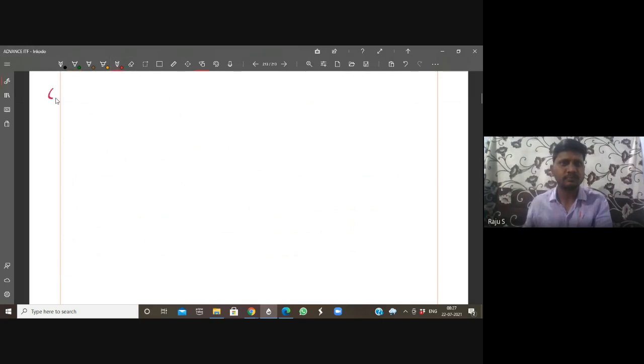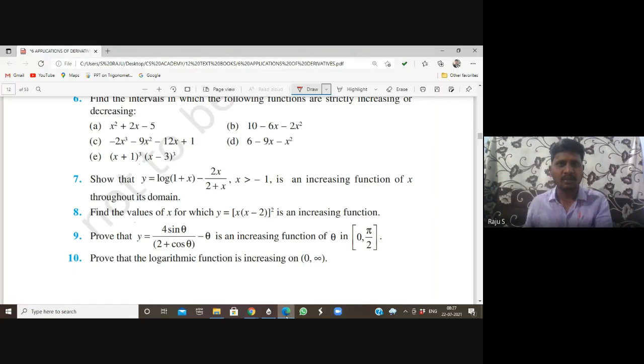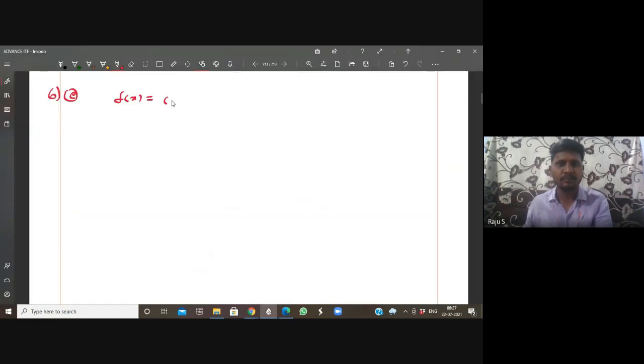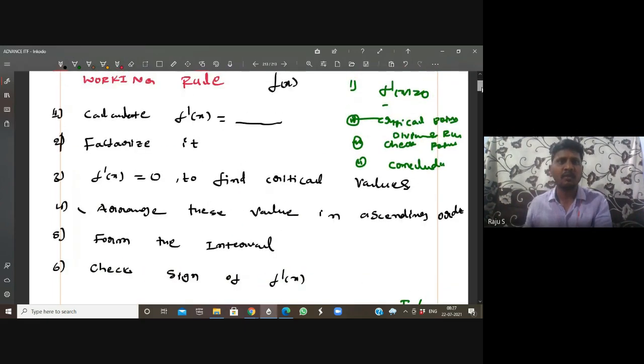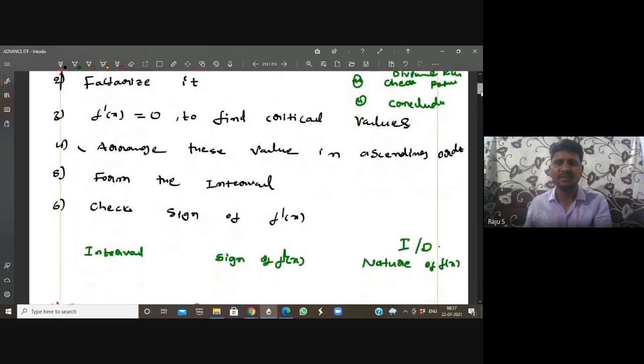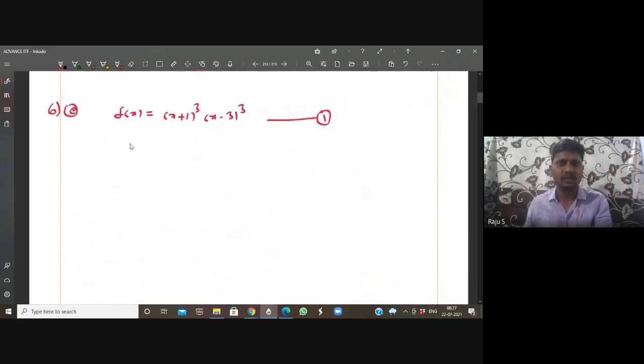E. So the given function is f of x equals x plus 1 whole cube, and x minus 3 whole cube. Let us take this as equation 1. So what is step 1? First we have to calculate f dash of x, which means we have to differentiate equation 1 with respect to x.